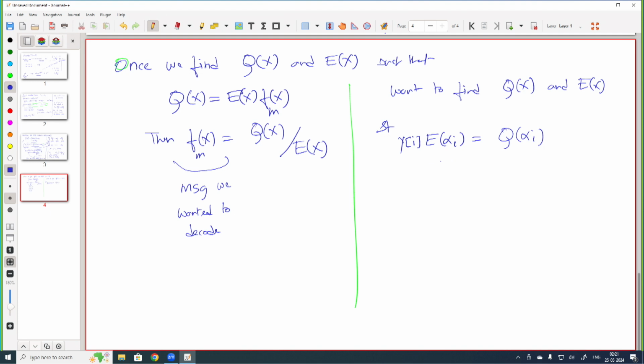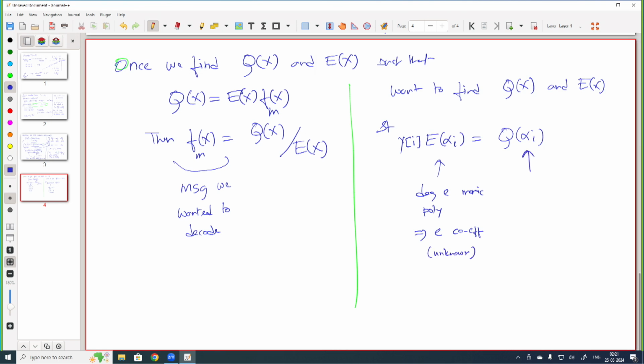So, what is E(x)? It is a degree e polynomial with the leading coefficient being 1. It is a monic polynomial, that is the name for it. Which means that there are e coefficients in it. The coefficient of the highest degree term, x raised to e, is already known to us, it is 1, and there are e other coefficients in it, which can be anything. So, these are unknown.